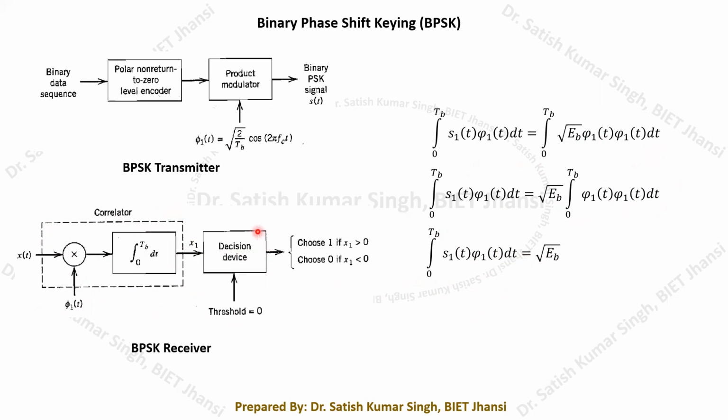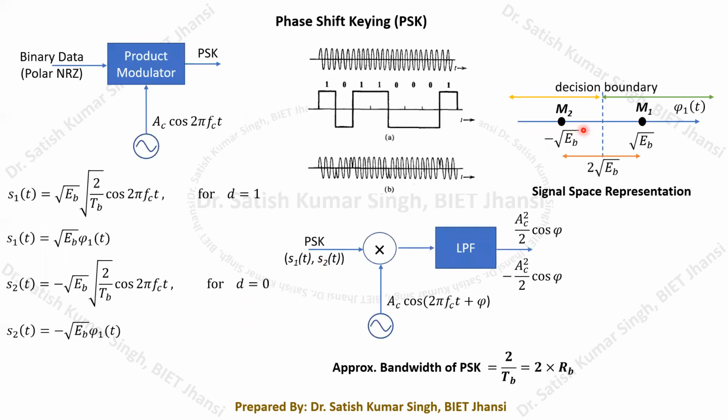So this is the output of this correlator that we are going to get, and then there will be a decision making device that will be comparing this output with a predefined threshold. Because here the threshold value is equal to 0, you can see that the decision boundary that we have taken will be equal to 0, because it is symmetrically situated around 0. Because it is root Eb and here it is minus root Eb. So this will be our predefined threshold.